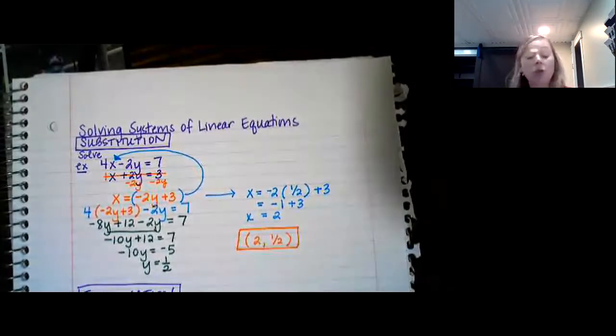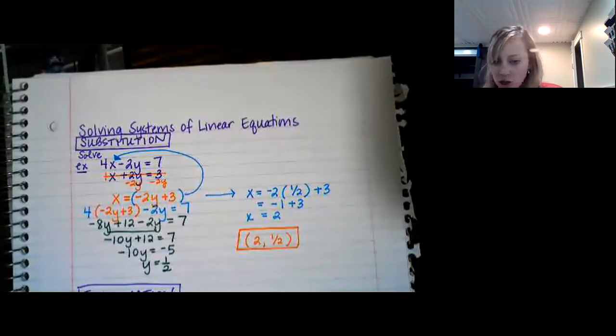Okay, so that's the substitution method. Again, you just want to start by making sure you have one of the variables isolated. Your best chance of using substitution is when you can find a coefficient in front of one of your variables in one of the equations that is 1. Let's take a look at elimination next.